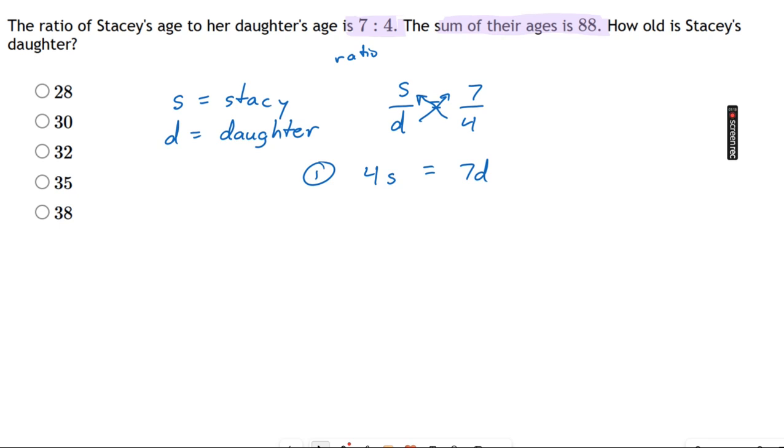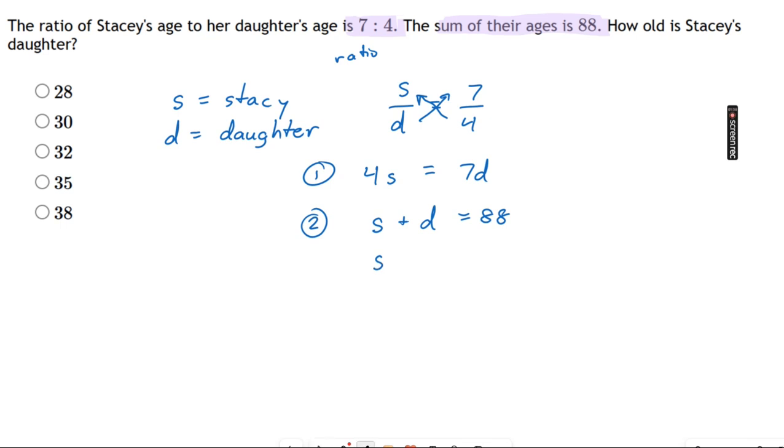Second equation is the sum of their ages is 88. Now that's a much easier equation. You just say Stacy plus daughter equals 88. Now I have two equations, and if you count them up, there's two variables. So I should be able to solve this. I just need to rearrange these things a little bit.